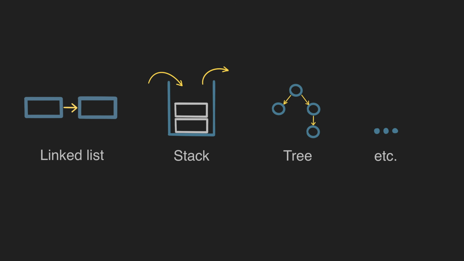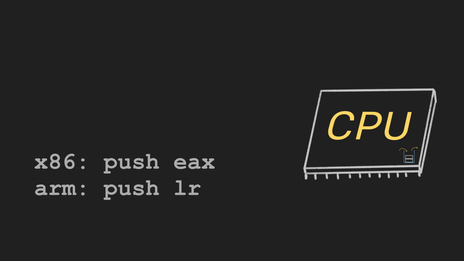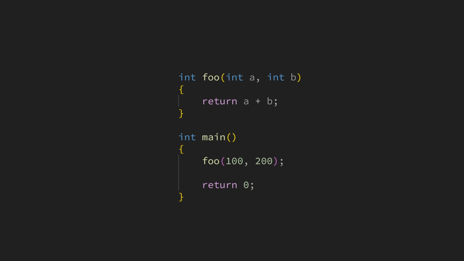These are very basic data structures, but one of them is a bit special. Any CPU silicon has a hardware implemented stack inside. But why? To understand it, let's try to design the machine instructions for function calls. We want to generate the machine code to call the foo function from main.